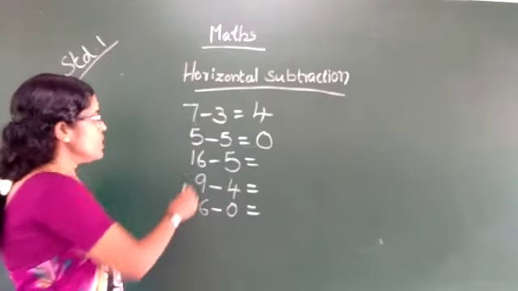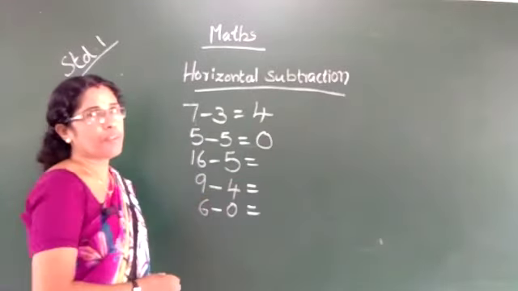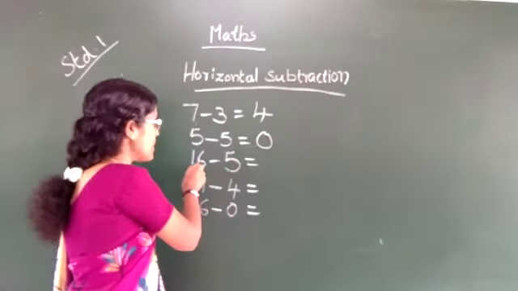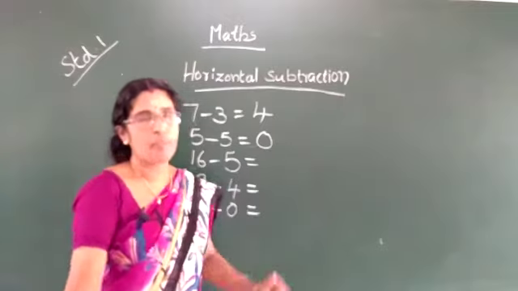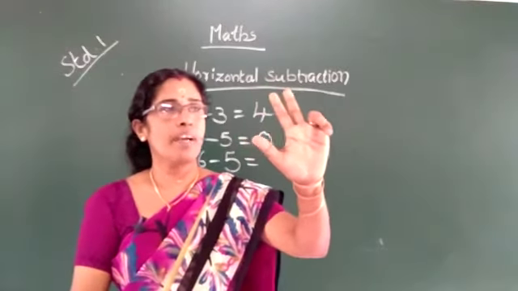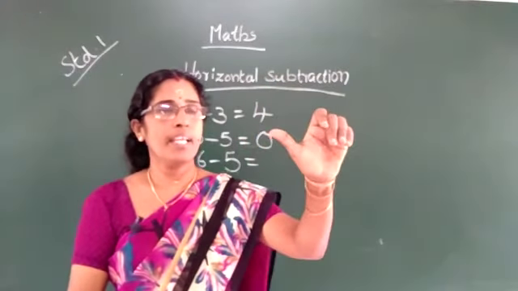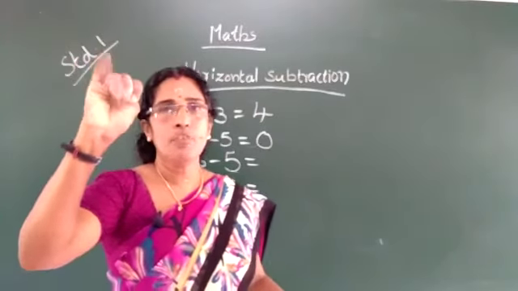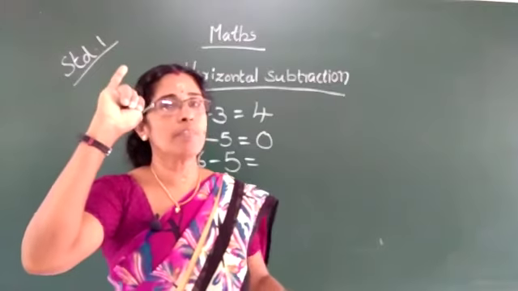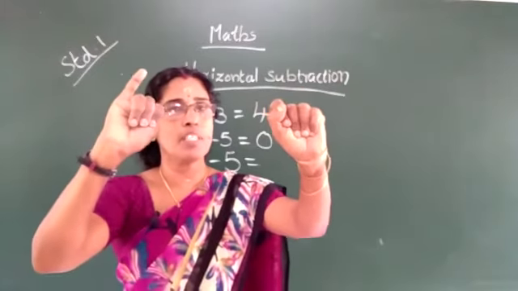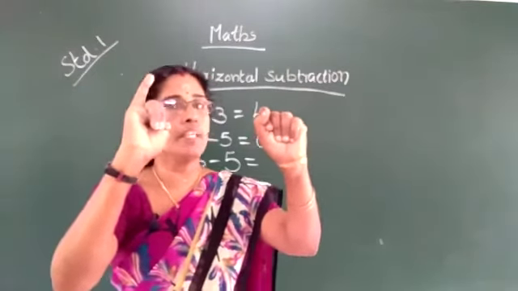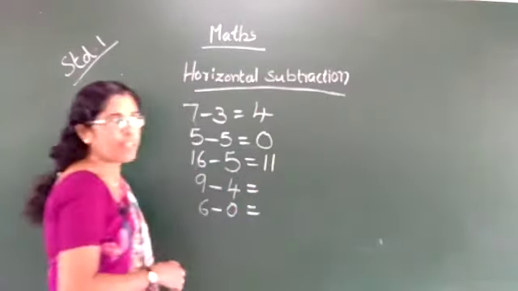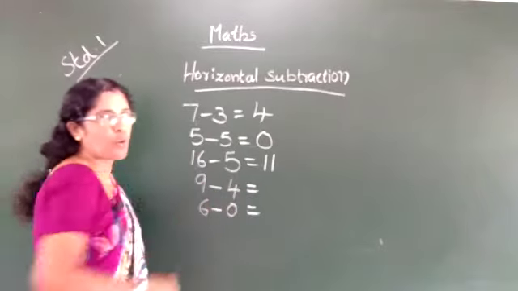Next question, 16 minus 5. 5 is in the mind. Count from 5 up to 16: 6, 7, 8, 9, 10, 11, 12, 13, 14, 15, 16. Now how many fingers did we take? 10 fingers folded, then 1 more. So that is 11. 16 minus 5 is 11.